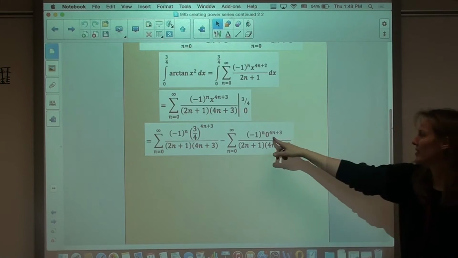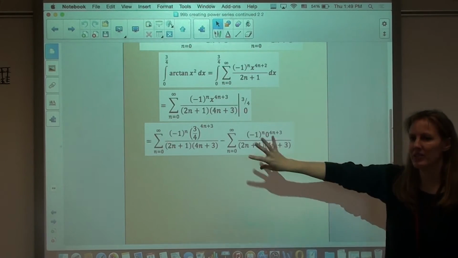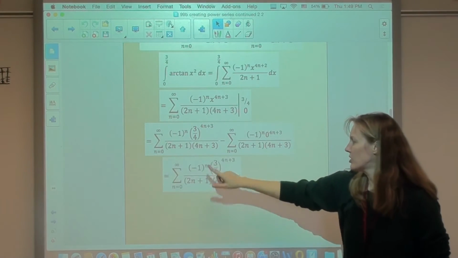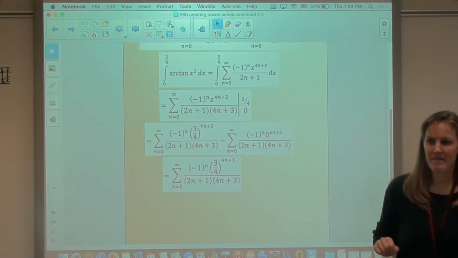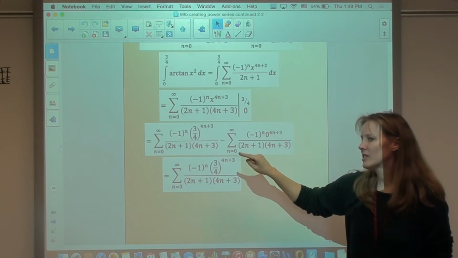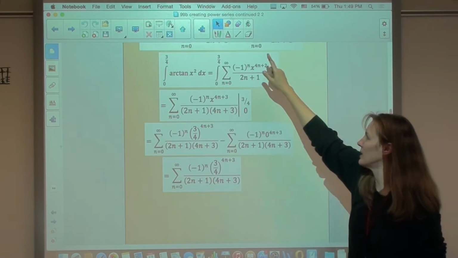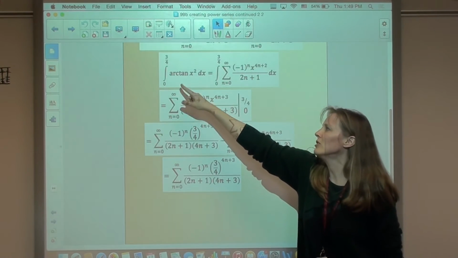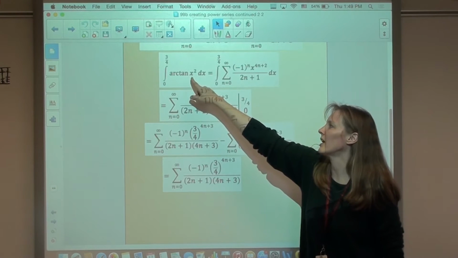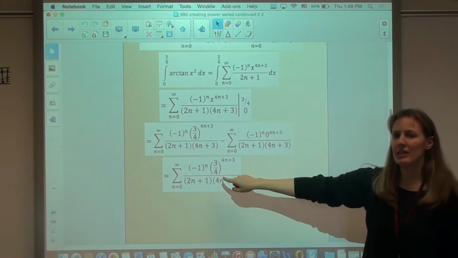0, right? As soon as you have a 0 plugged in, it gets multiplied by everything and the whole sum just goes to 0. So we are just left with this sum. This is our power series that represents this integral. So the integral from 0 to 3/4 of arctan x squared actually equals this.